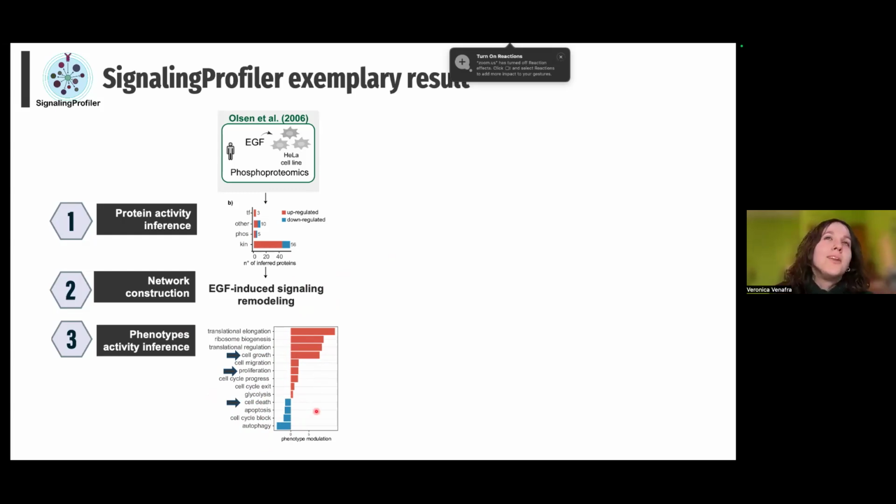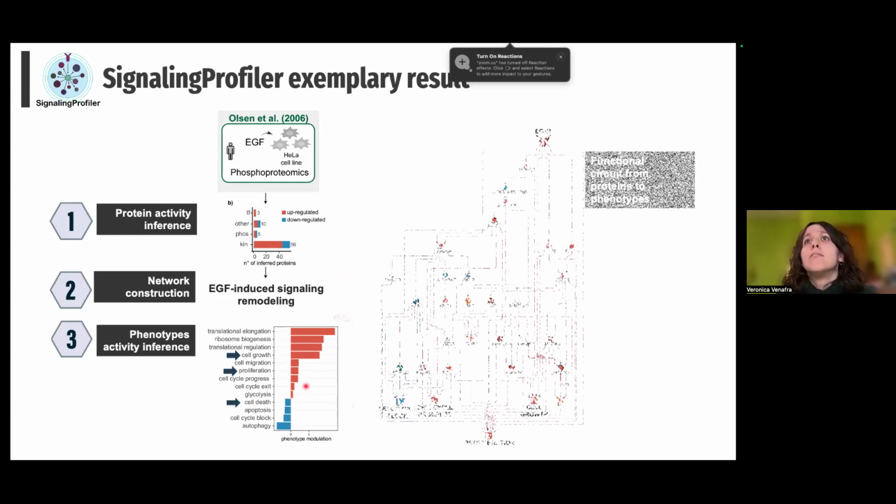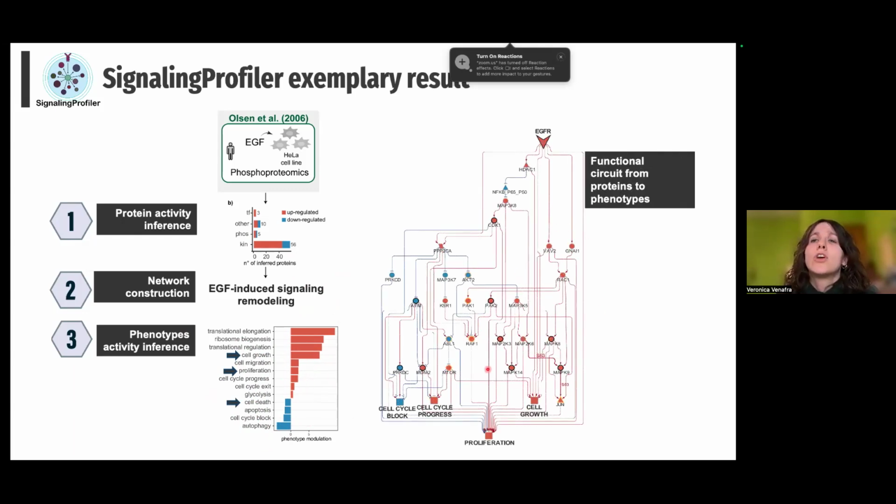In our opinion, the strength of Signaling Profiler is the interpretability of the model. In fact, the user can select one or more phenotypes and inspect the functional circuits converging on those phenotypes. And these circuits have a phosphorylation resolution level.